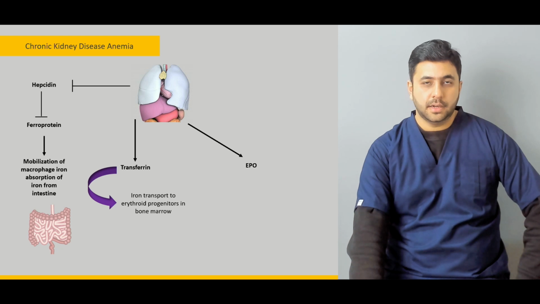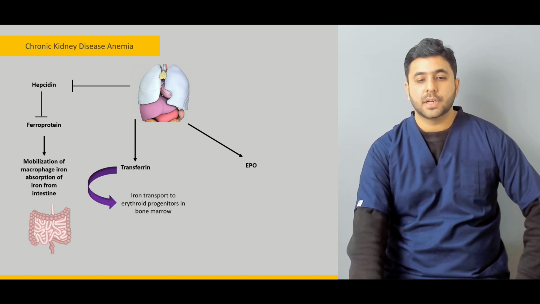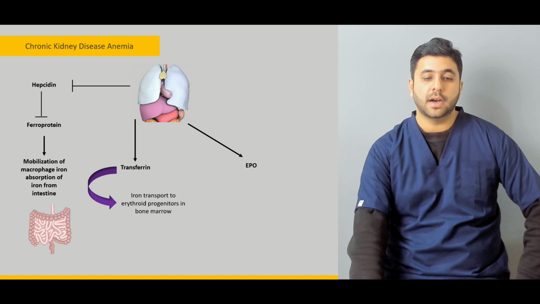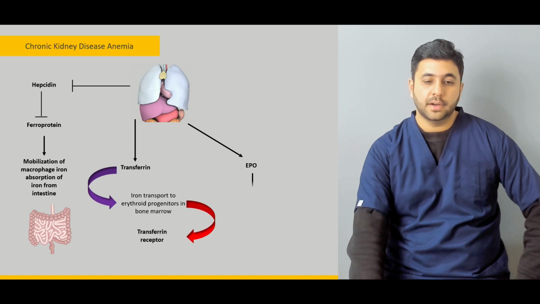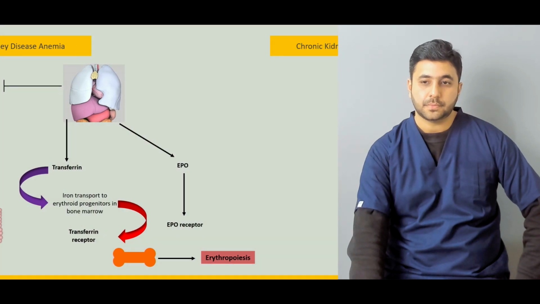Transferrin generally is fine initially, but eventually it starts going down in these patients. Transferrin is basically the protein that carries the iron to the bone marrow and the transferrin receptor. The erythropoietin is taken up by the erythropoietin receptors, and eventually these interact and lead to erythropoiesis. So all of these steps go down in a patient with chronic kidney disease.